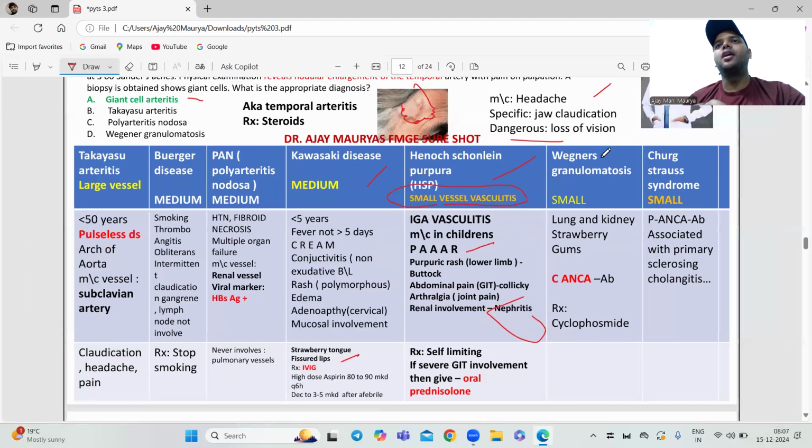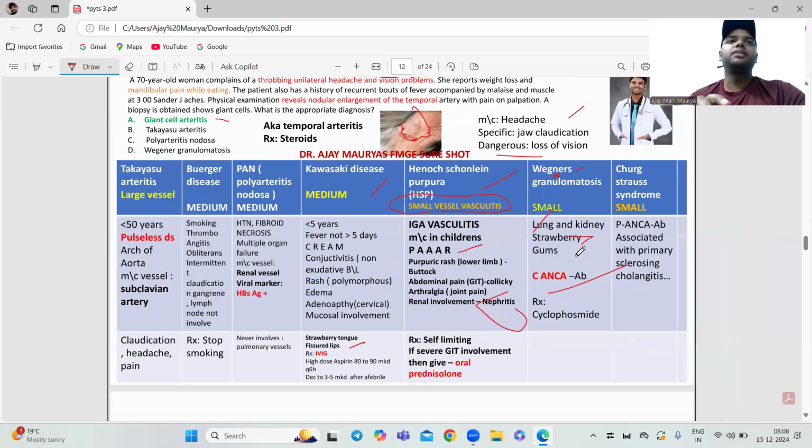Next, Wegener's granulomatosis. It involves the upper and lower respiratory tract, lung and kidney, with strawberry gums. The antibody is C-ANCA. Remember, Wegener's means C-ANCA only. Please remember.